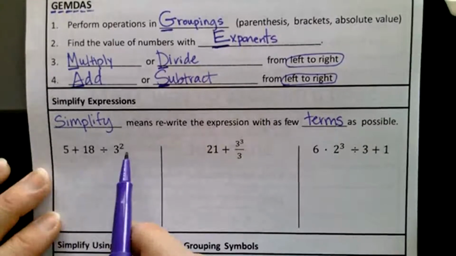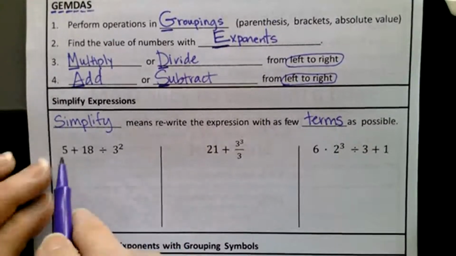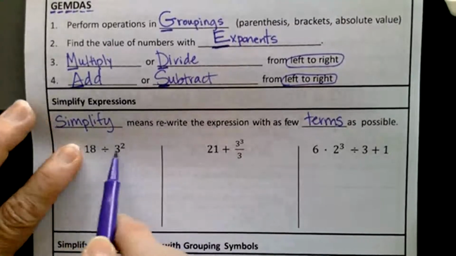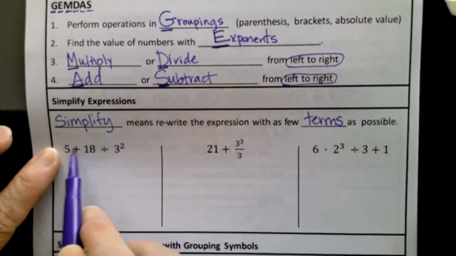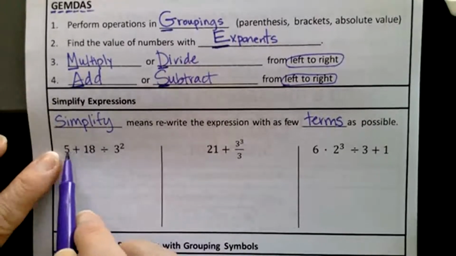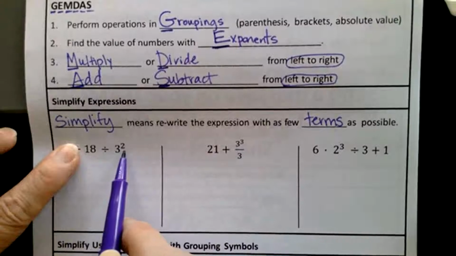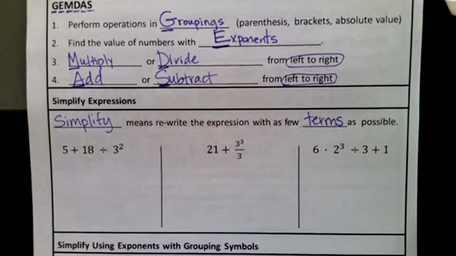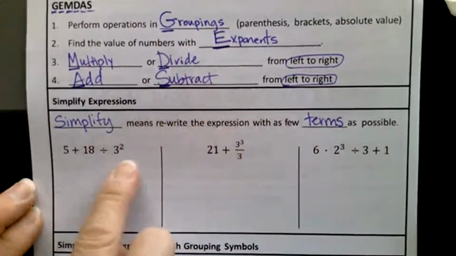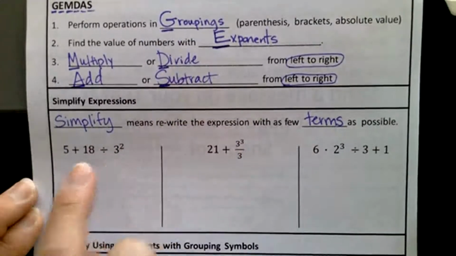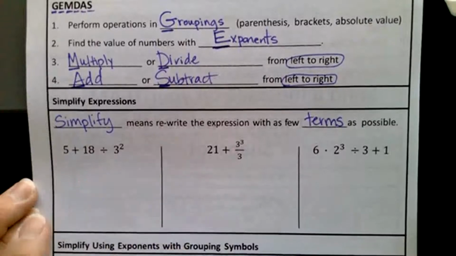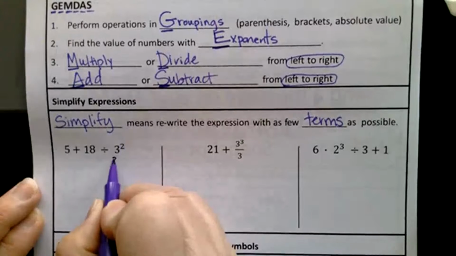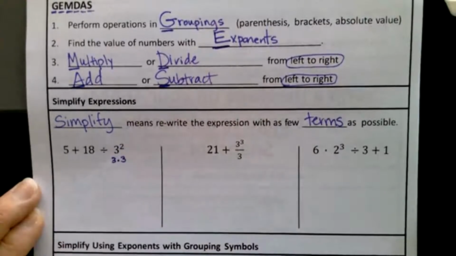So in this numeric expression, we have some terms. We have 5 plus this term here. This is a term because there's no addition or subtraction in there. Whatever is separated by adding and subtracting, that's a term. So 5 is a term, and then 18 divided by 3 squared is a term. So we're going to follow the order of operations. It says groupings come first, but I don't have any groupings. So I'm going to skip groupings and go next to exponents. And I do have an exponent here. That means 3 times 3.